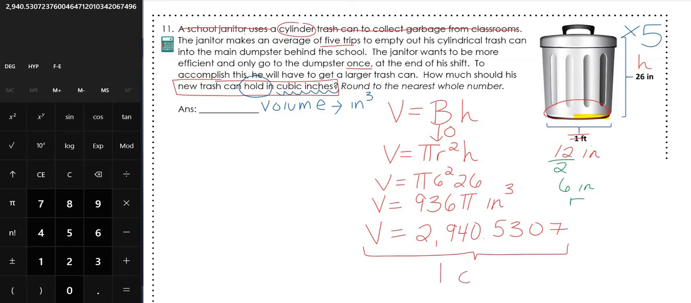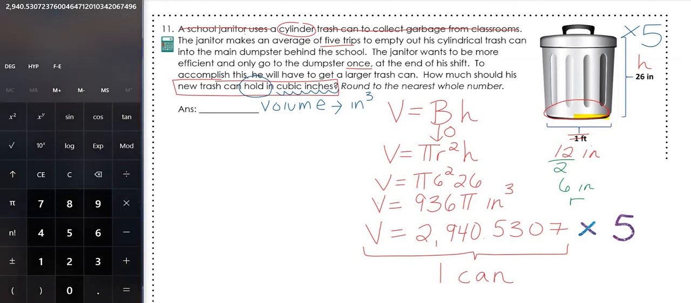Now that's for the one can that he has currently. He wants a larger can. He doesn't want to have to go to the dumpster 5 times. So it should hold as much volume as 5 trash cans would hold. So we're going to take this volume and multiply it by 5, because that's how much the new trash can should hold. So go back to your calculator, click times 5 equals. That's how much the new trash can should hold. It's 5 times the volume of the old trash can. That's our final answer.